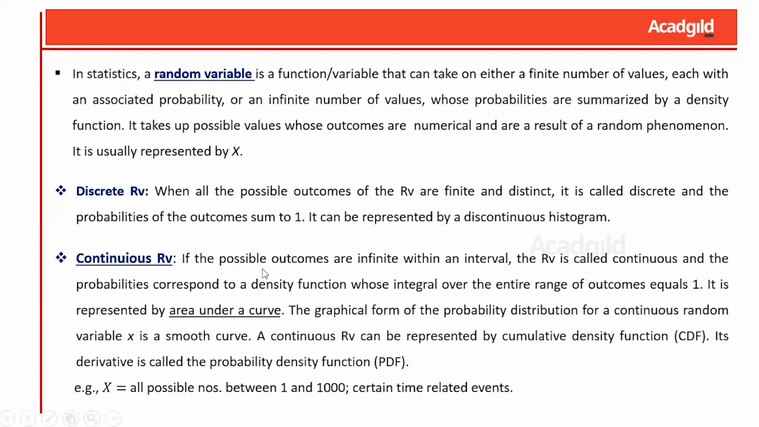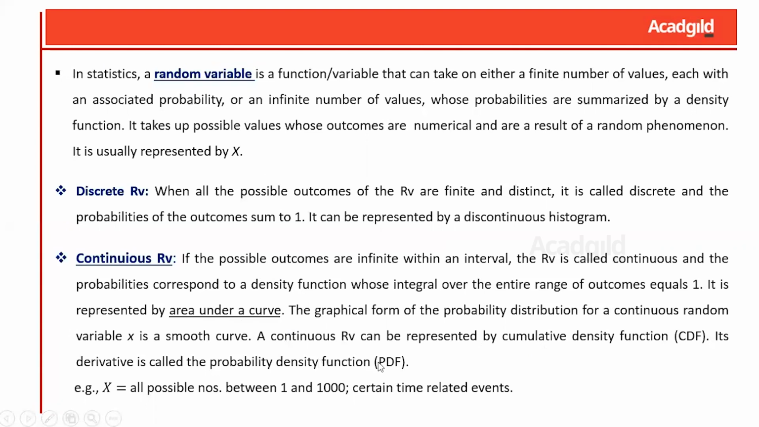However, in continuous random variables, the outcomes are infinite within an interval, and the integral of the corresponding probabilities over a range must be equal to 1. Here, the summation of the discrete case is replaced by an integral since the variable is continuous. Hence, it can be represented by the area under a curve. A continuous random variable can be effectively modeled by a CDF, also called a cumulative density function, whose derivative is in fact the probability density function.